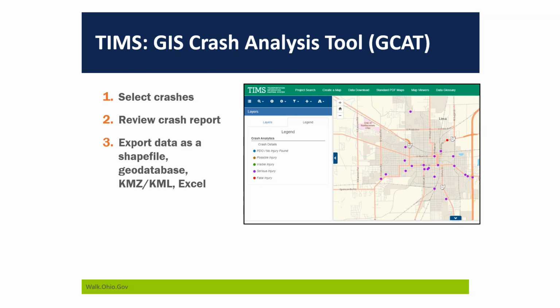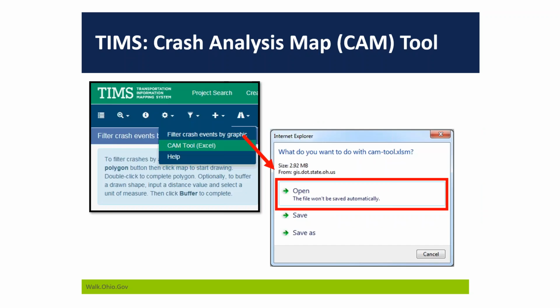In this little information box, it'll also give you an option to click on crashes or draw a shape around crashes to determine how you want to export your crash data. And then the CAM tool, which is located where the slide's showing, will be how you can enter in. It'll auto analyze all the crashes from GCAT.